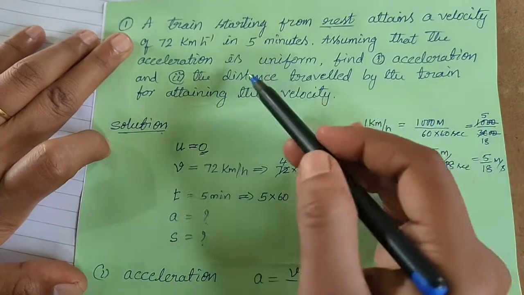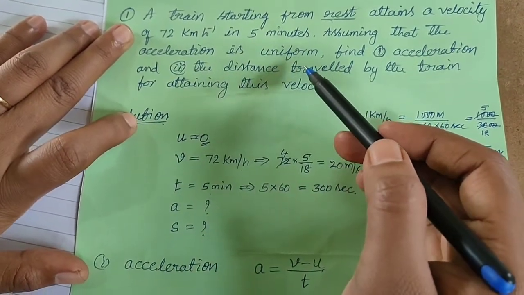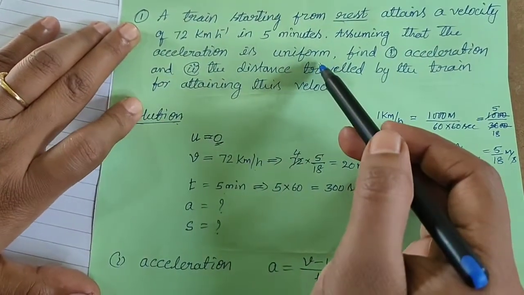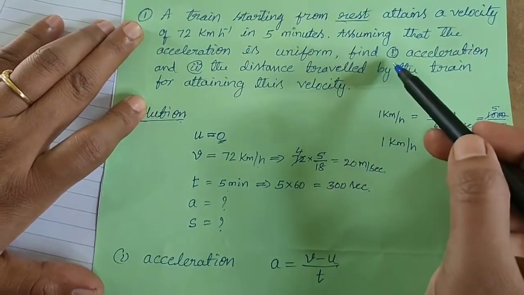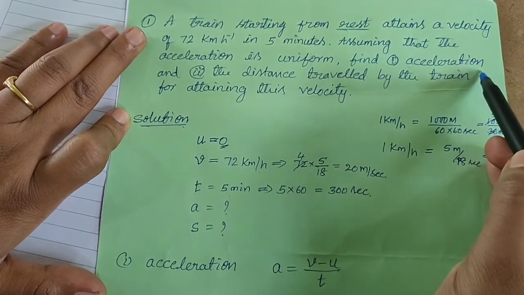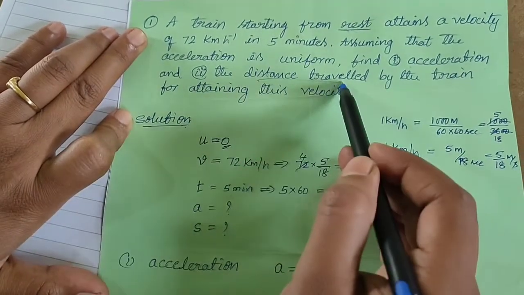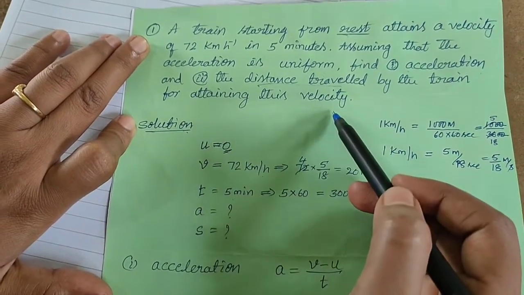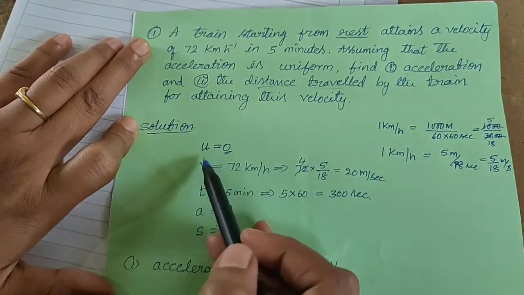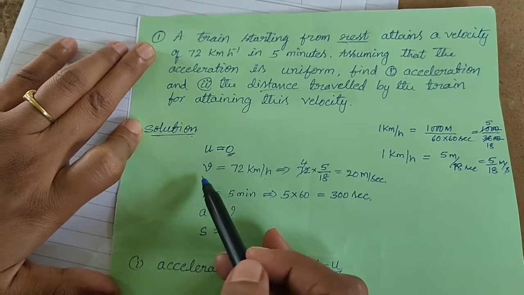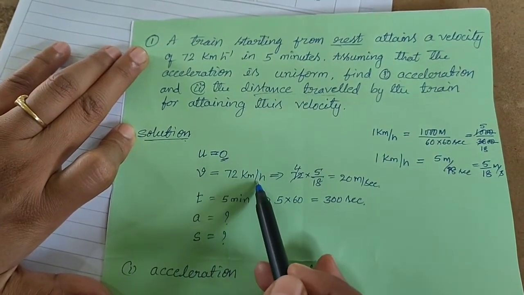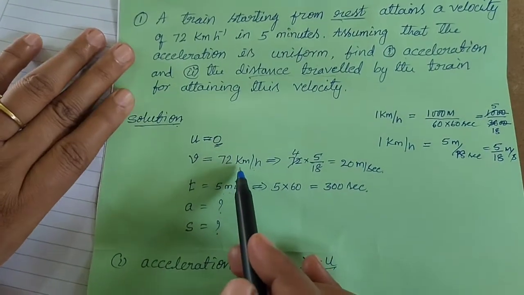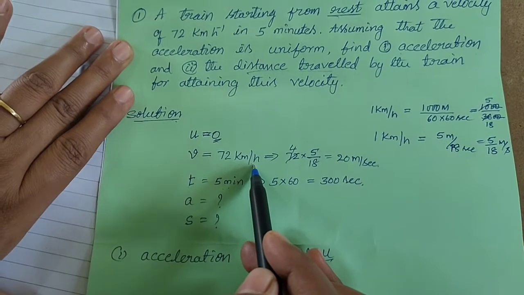Assuming that the acceleration is uniform. So what is to be found out? The first one is acceleration. The second one is the distance travelled by the train for attaining this velocity. Okay, students, you know that u equal to 0, v is the final velocity 72 km per hour, time is 5 minutes. We can observe that this is in kilometer per hour.